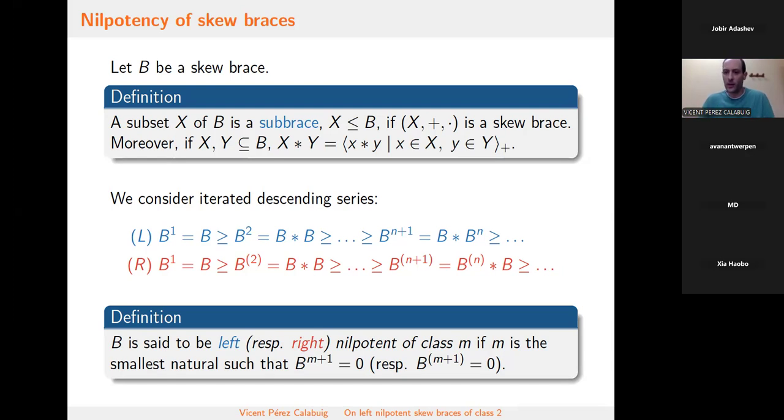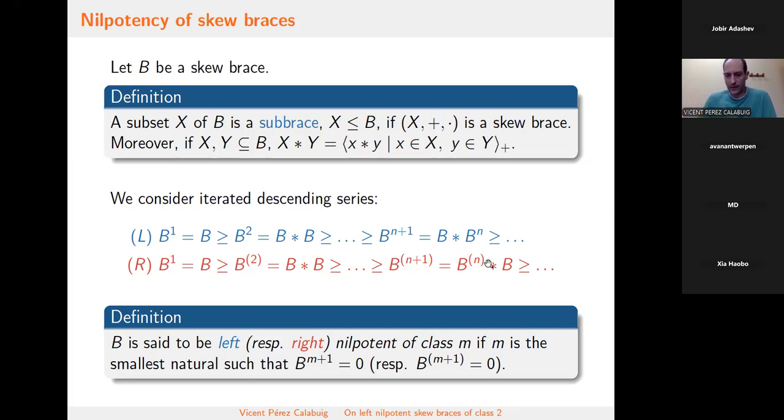Now we can introduce an iterated series of star products. Remind that we have seen that the star product is in general non-associative. Therefore, if we want to iterate star products, we have to distinguish sides of operation. On one hand, we have that if we iterate the star product of B on the left, then we get a descending series of subbraces, which is called the left series of B.